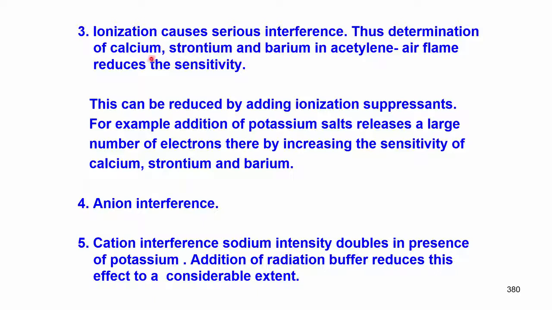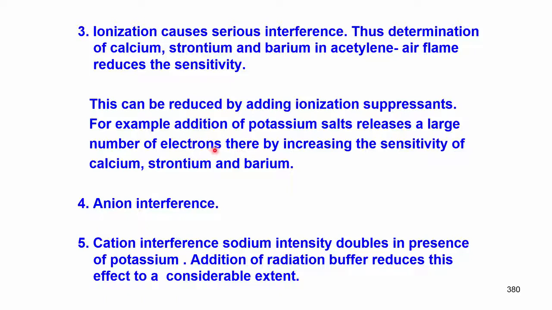Why? Because calcium, strontium, barium, etc., are easily ionized in the flame. So, ionization causes serious interference. This can be reduced by an ionization suppressant also. All chemists have got small tricks up their sleeve, especially with respect to interferences. For example, addition of potassium salts releases a large number of electrons, which combine with the ions to form the metals.